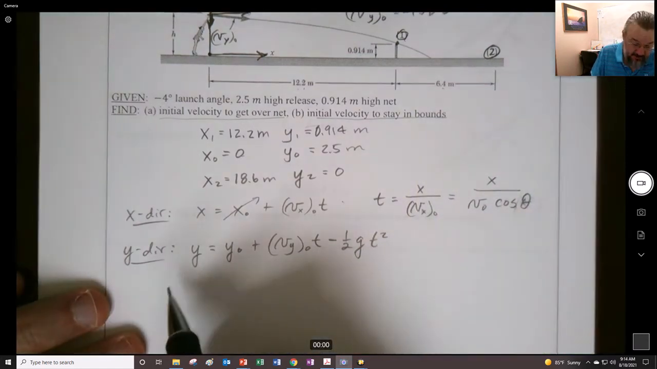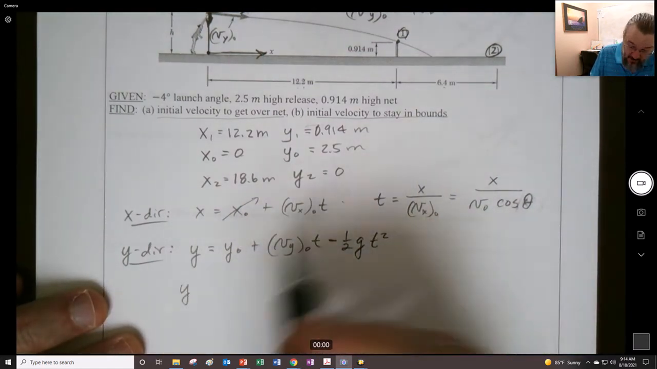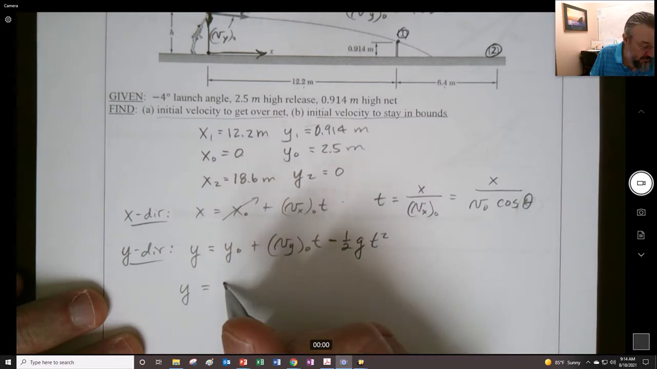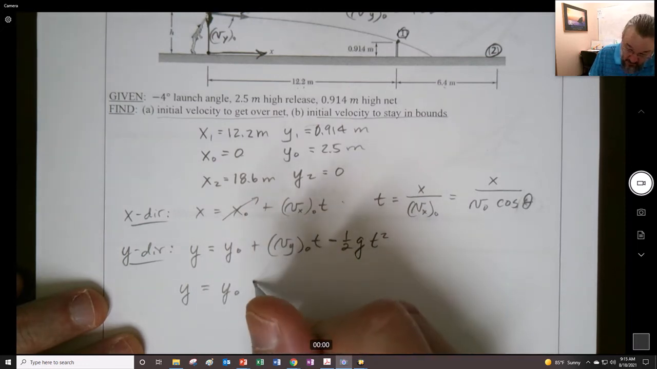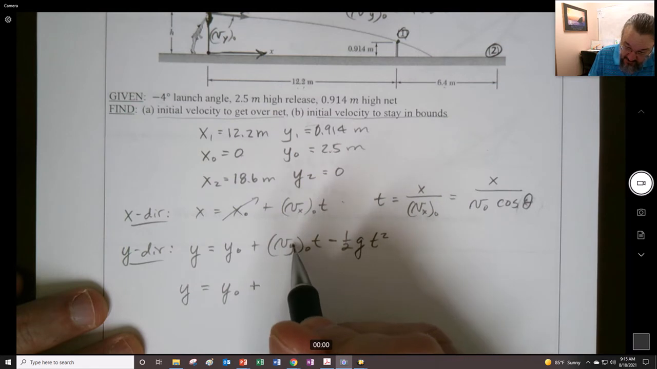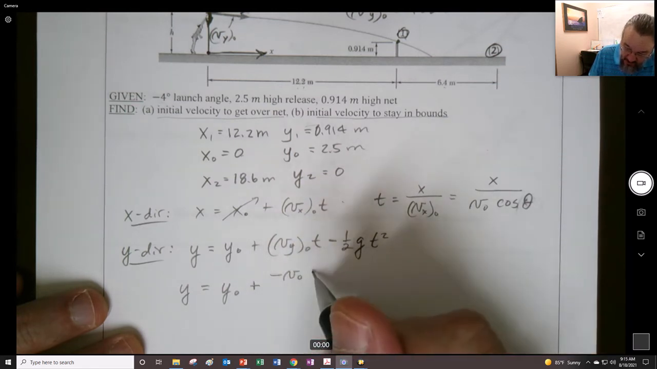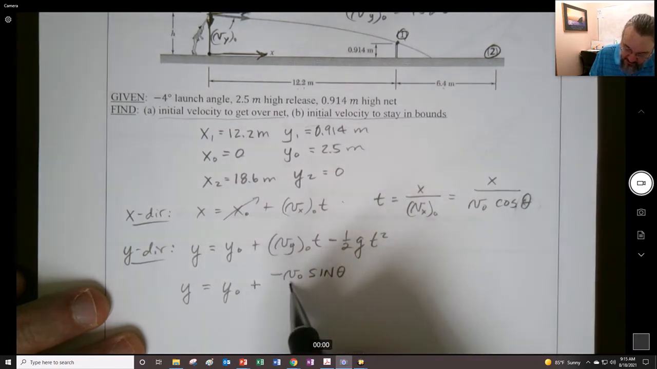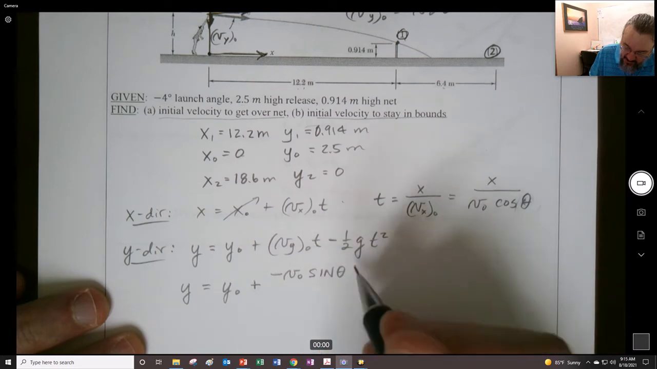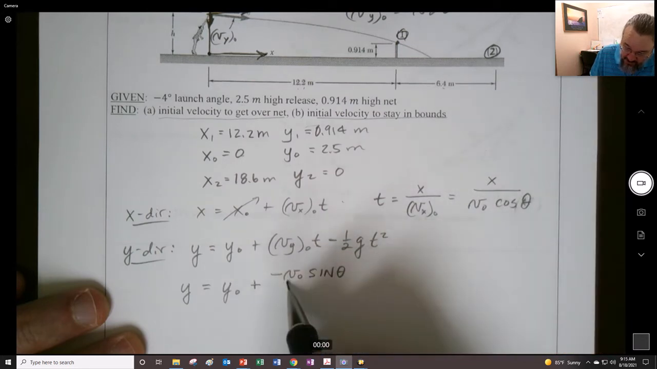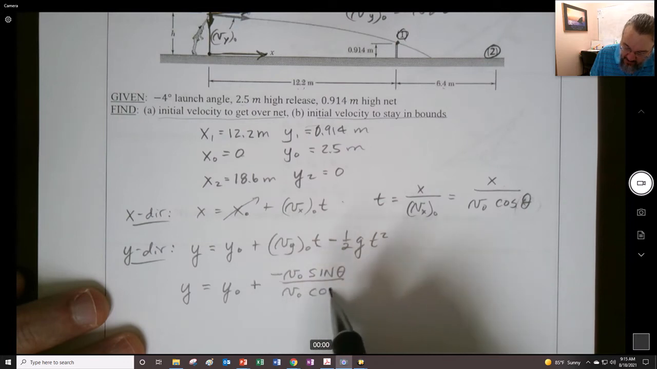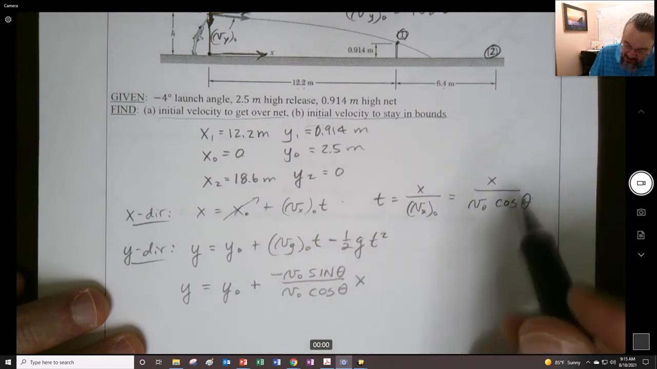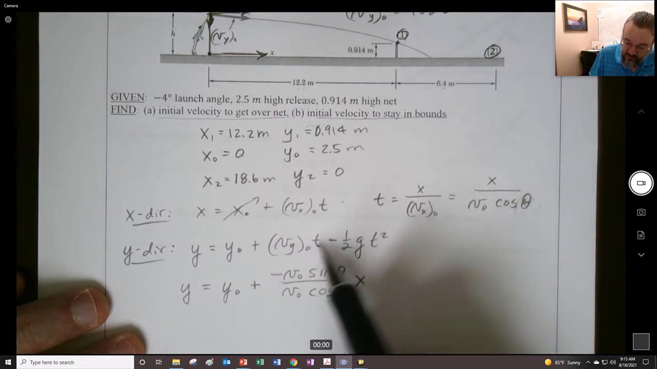And by substitution, we say y is equal to y naught plus, and I'm going to substitute for this right here, a negative v naught sine, I'm going to keep it as theta because I did it a second ago, and times t, which is going to be this guy right here. So we're going to stick this on the denominator, v naught cosine of theta times x, right? We just brought them over there. We just replaced that t.